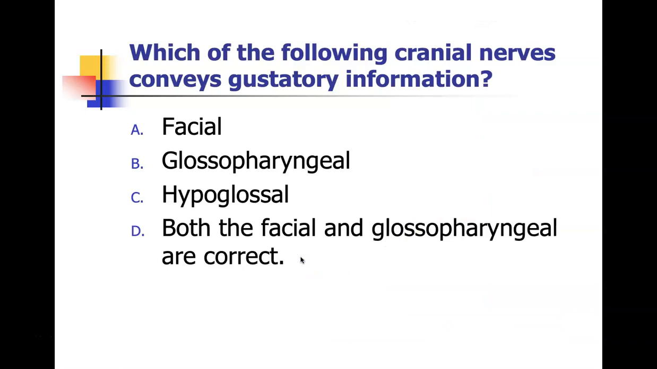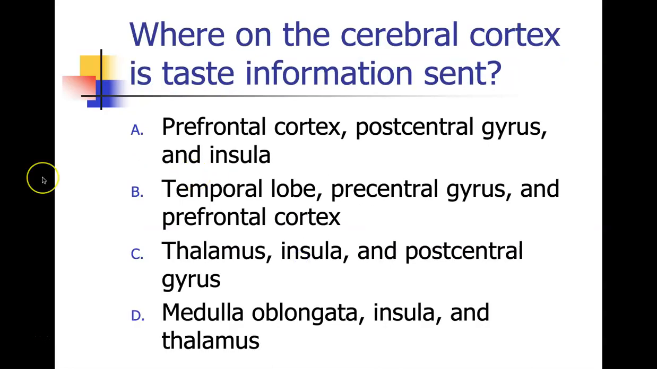Okay, so now a little quiz. Which of the following cranial nerves conveys gustatory information? I'll let you think about that for a second. And if you answered D, that's correct. Both the facial and the glossopharyngeal are correct. Where on the cerebral cortex is taste information sent? I'll let you think about that one and look it up.